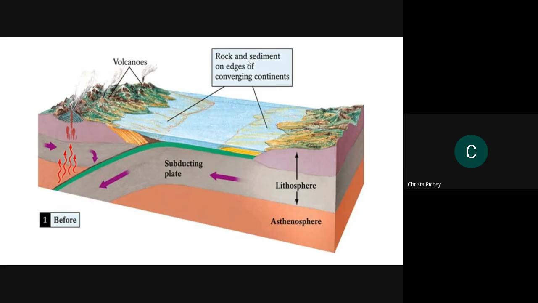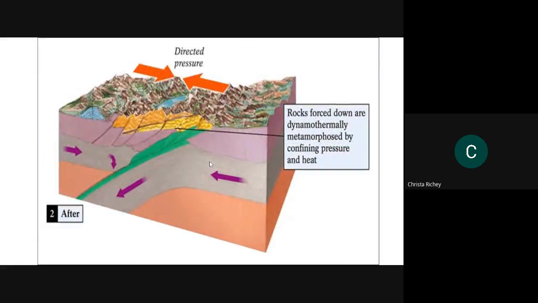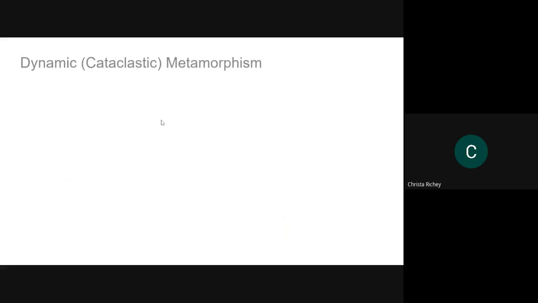Okay, so now I got a before and after. We have two plates that are coming towards each other, and one is going to subduct below the other. Don't worry, we don't need to know that yet. We'll start that up with plate tectonics. When they do collide, one is going to go underneath the other. The one on the right is going to go underneath the one on the left. And when they smash together, this is what causes direct pressure. And you've got metamorphosis occurring where these two plates are coming in contact.